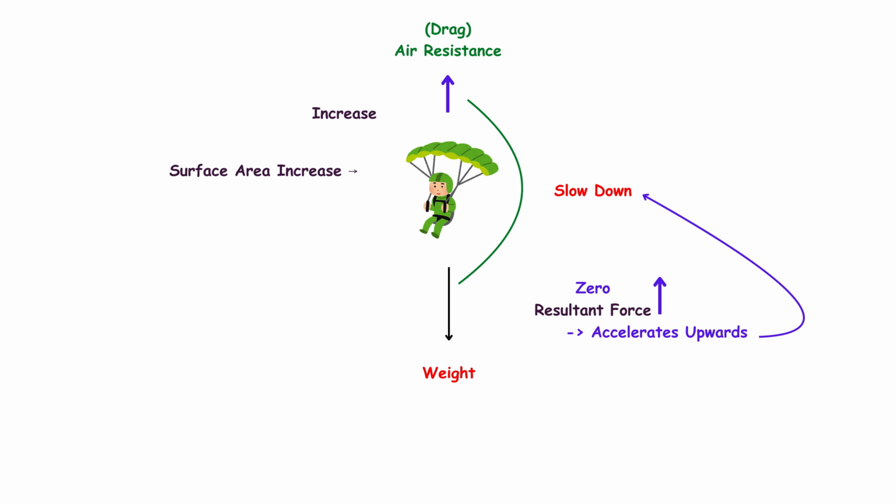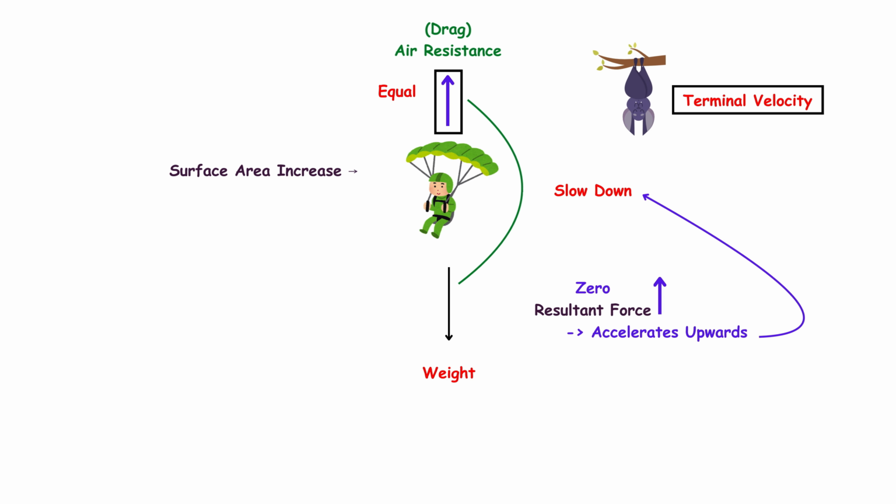As they continue slowing down, the air resistance gradually decreases again, until it once more balances with the weight. At this point, the resultant force becomes zero again, and the person reaches a new, slower terminal velocity, slower than before because the parachute increased their drag significantly.